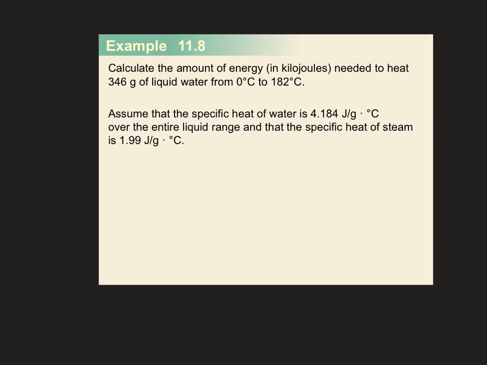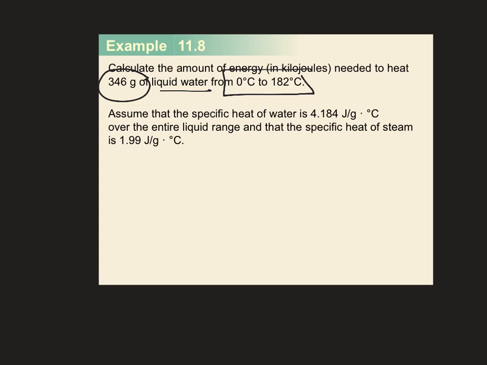Okay, so let's look at this one, and let's talk it through, and we're going to work it out, and then you can do one. So it says calculate the amount of energy needed to heat 346 grams of liquid. Let's circle my givens. Liquid water from 0 to 182 degrees Celsius. And then it says assume that your specific heat of water is this. For the liquid and for the steam, it's this. Okay, so I've got several givens. In fact, it's still missing something too, but hang on.